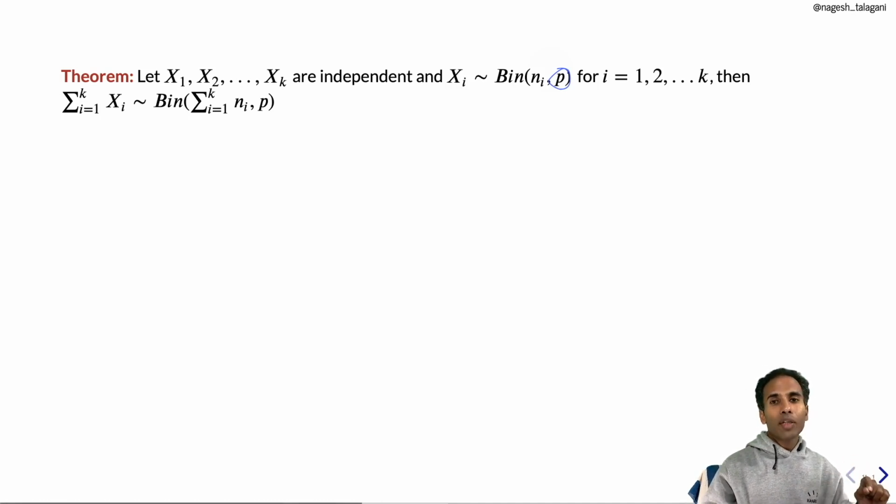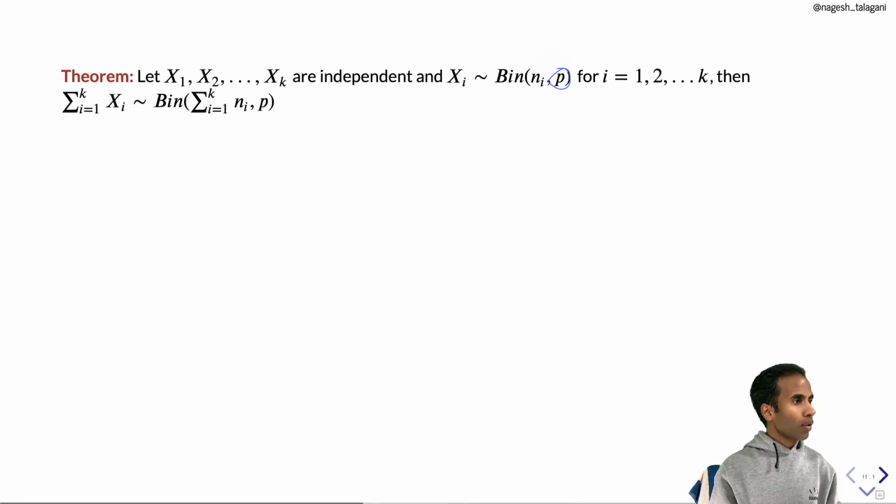Here xi follows the binomial distribution with parameters ni comma p. That means xi denotes the number of successes in a sequence of ni independent identical Bernoulli trials, each with probability of success p. So x1 plus x2 plus ... plus xk should denote the number of successes in a sequence of n1 plus n2 plus ... plus nk independent identical Bernoulli trials, each with probability of success p. That's why the summation of xi must follow the binomial distribution with parameters summation of ni comma p. Okay. Intuitively, it is pretty clear. Anyway, we are going to prove it using the above theorem.